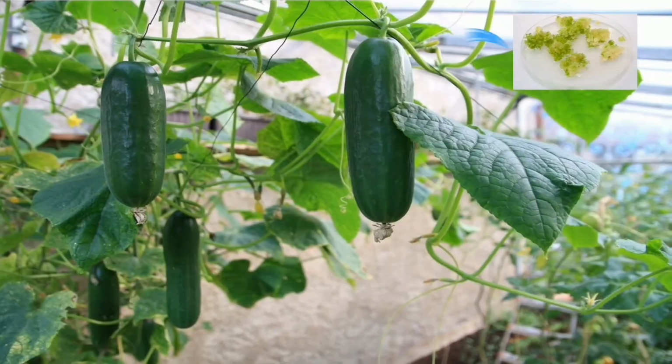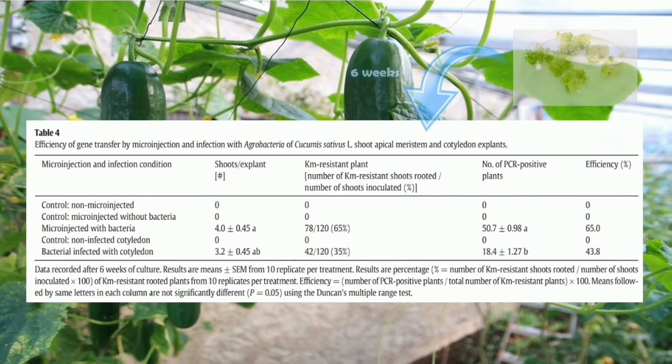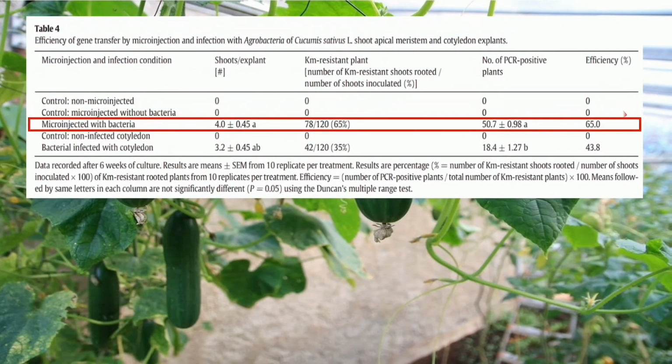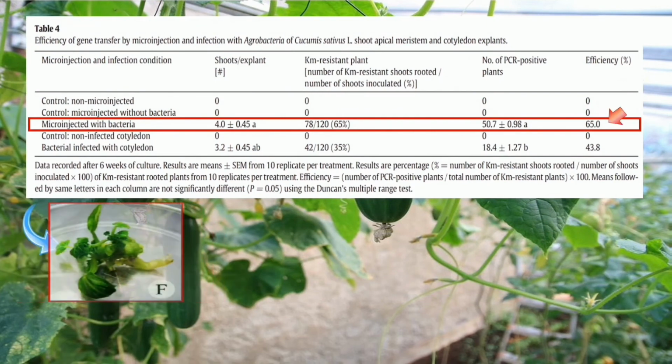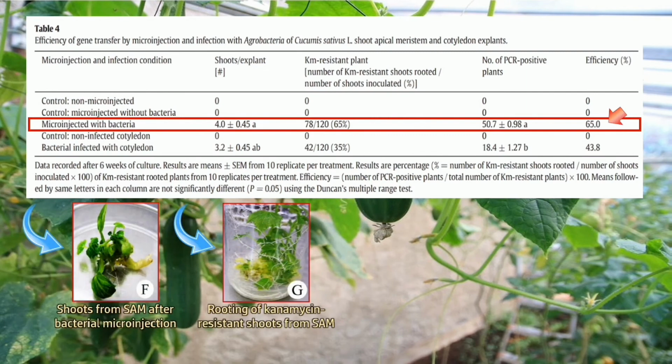After 6 weeks of culture, the efficiency of gene transfer was tested through physical observation. The cucumber explants that were microinjected with bacteria through the shoot apical meristem had produced 4 ± 0.45 shoots per explant, with a Km-resistant gene transfer efficiency rate of 65%.